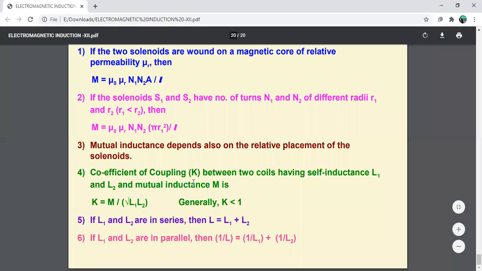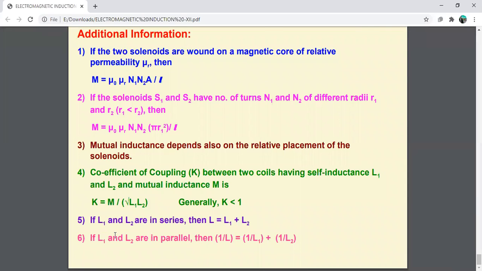The coefficient of coupling between two coils having self-inductance L1 and L2 and mutual inductance M is given as K equal to M divided by root under L1 into L2. And in general, the value of k is smaller than 1.